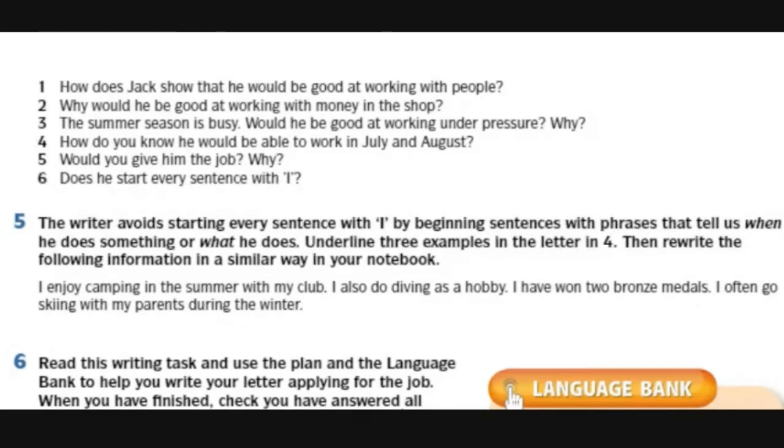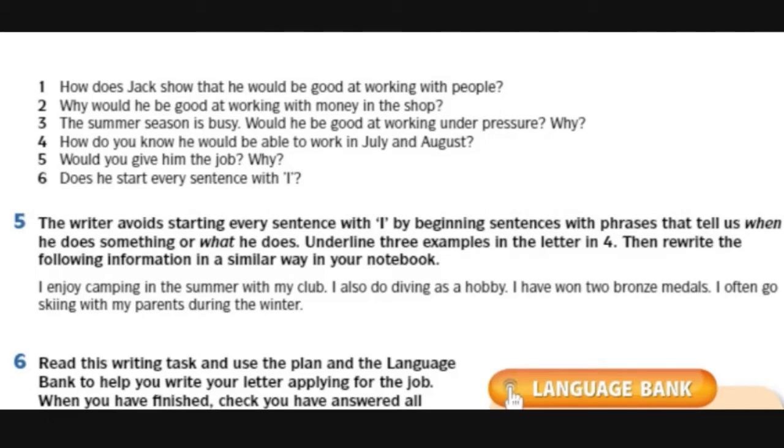All right, number 2, Fadila. Because he currently works as a cashier at a local supermarket. Yes, correct. Very good. So since he's working as a cashier, this shows that he must be good at working with money, right?